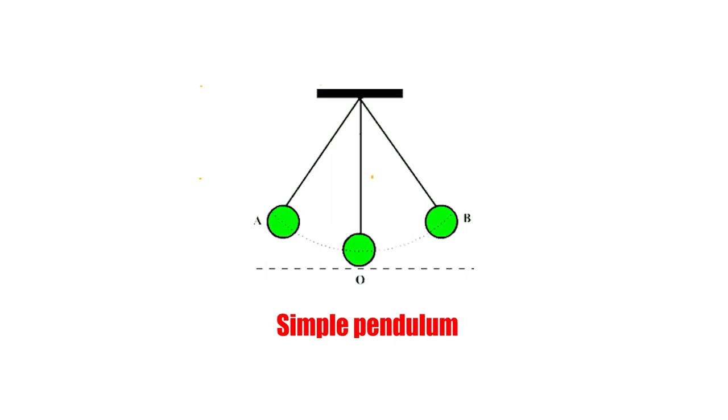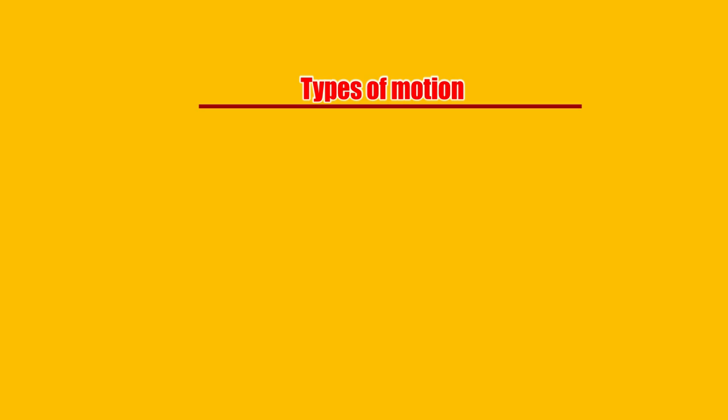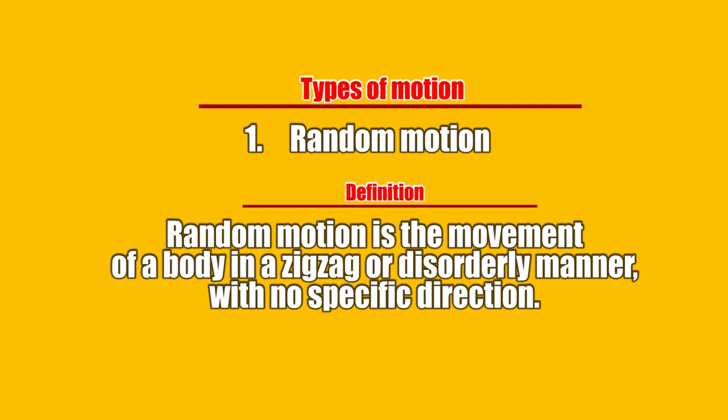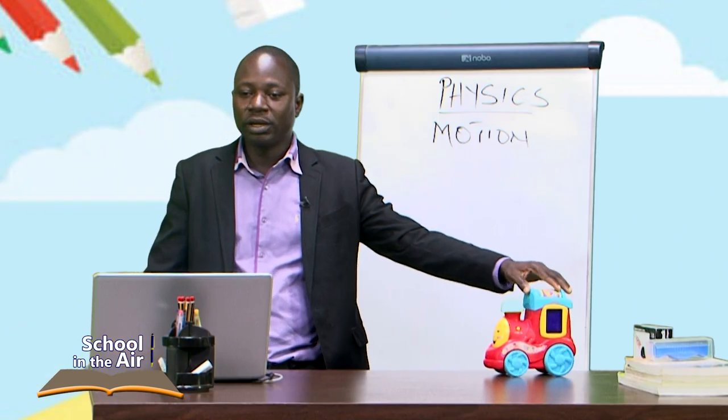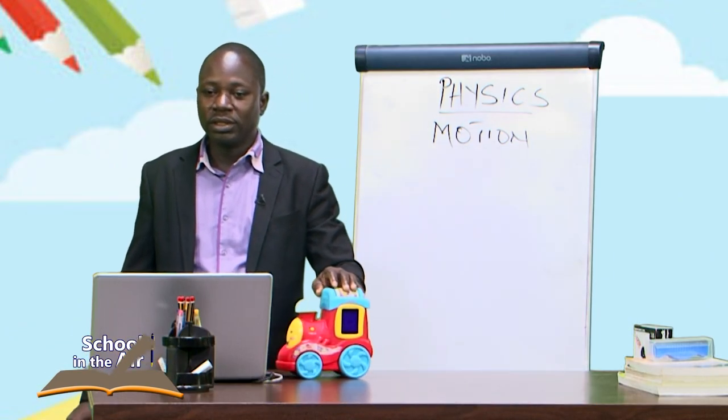So far we have discussed motion as the change in position of a body with time, with reference to a point. Then the types of motion. We talked about random motion, which is the zigzag movement of a body with no specific direction. Example there, we mentioned a hawker in the market, and I cited an example of an orange hawker. Now the second, we talk about translational motion, where we make use of this toy car moving from this point to this point, translatory motion.